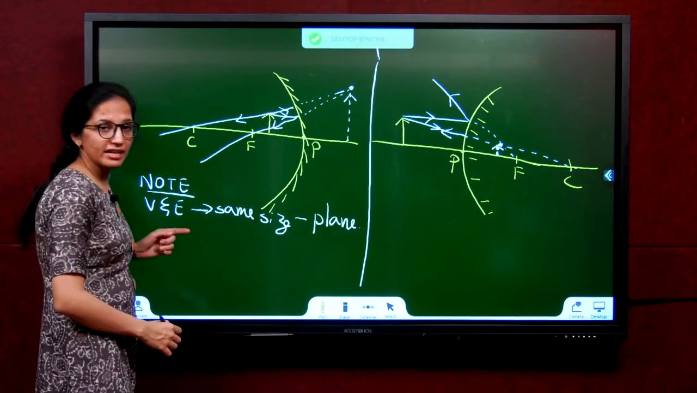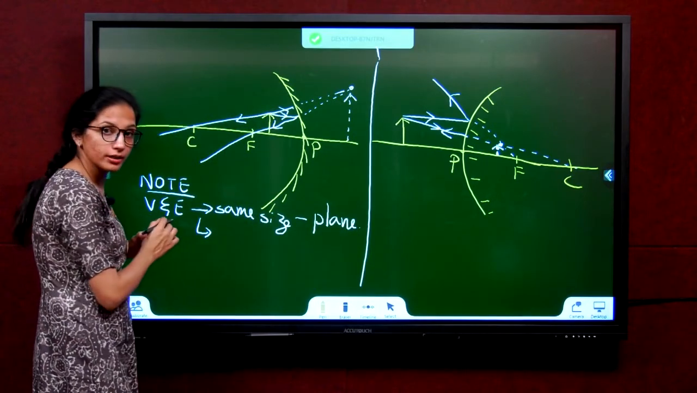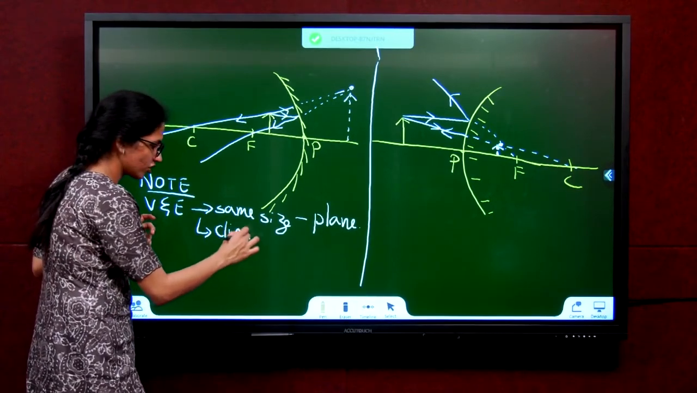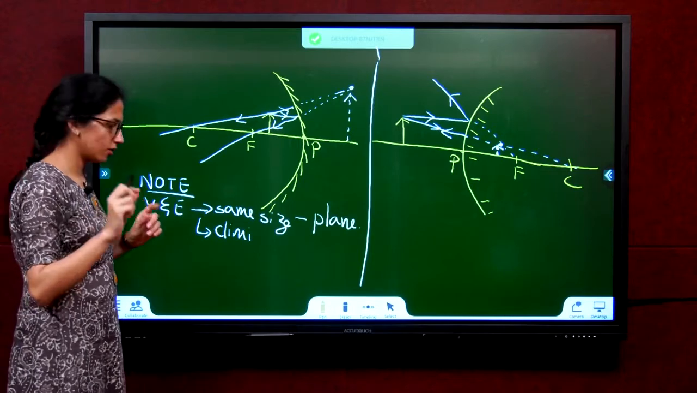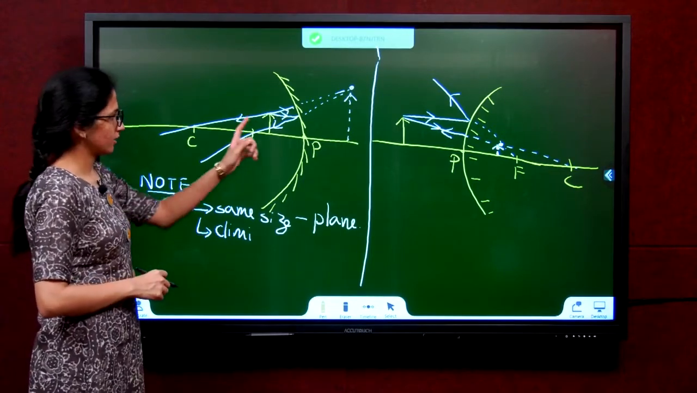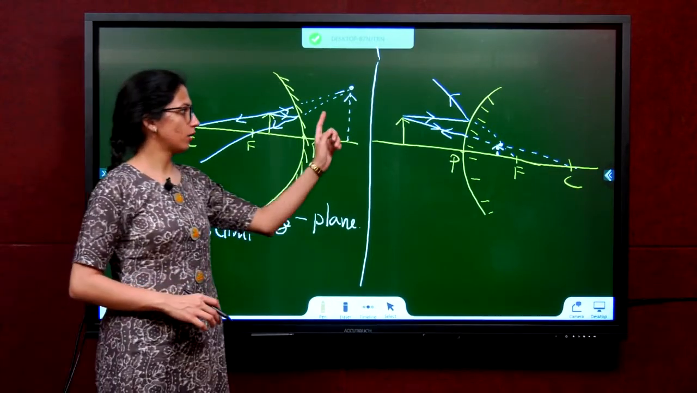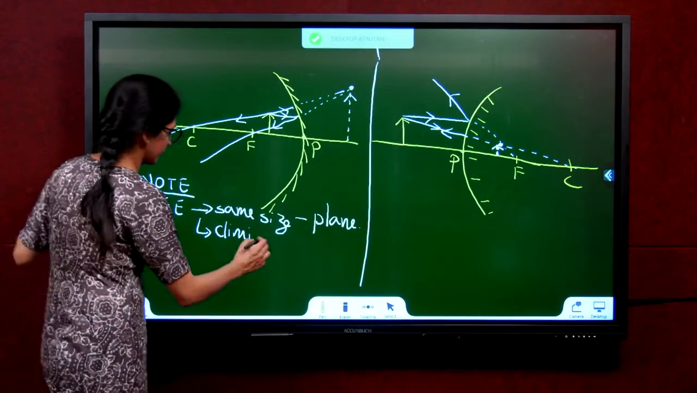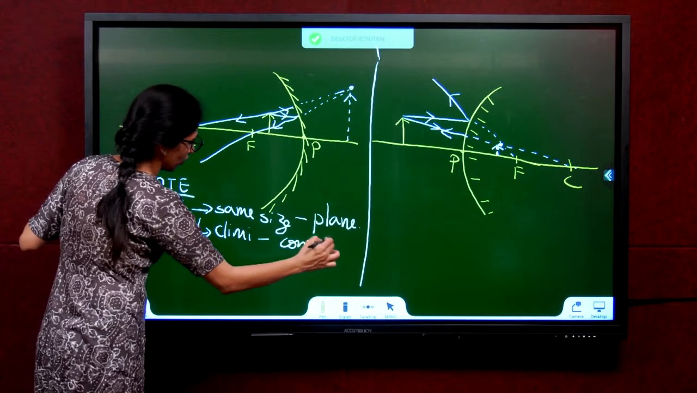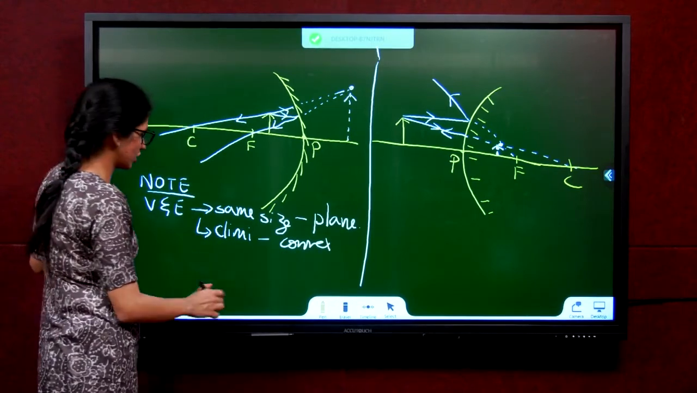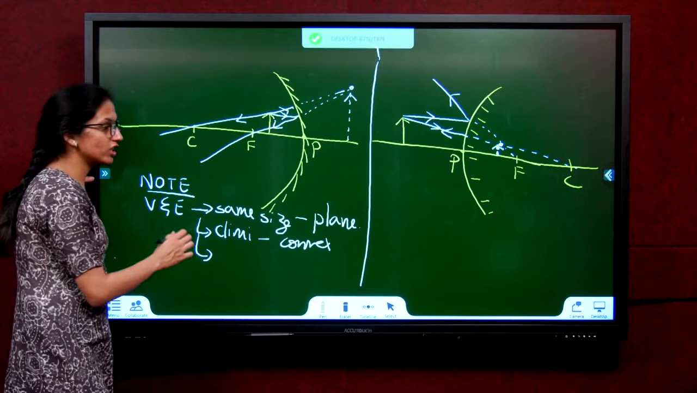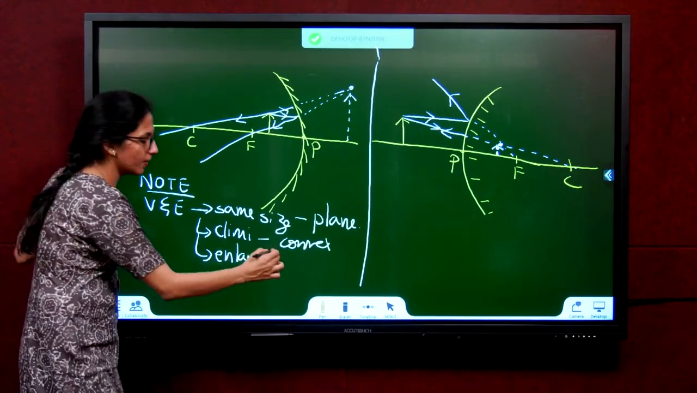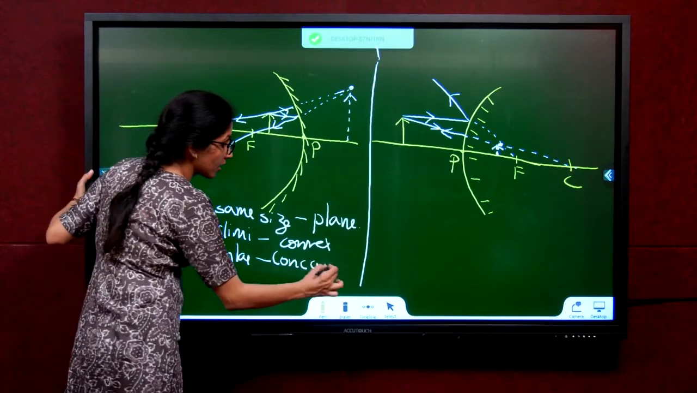I want virtual and erect image, but I want diminished. It should be virtual and erect, but it should be small. Which one will you use? Plane you can't use. Now you can use this or this. Which one will you use? Convex mirror. Convex mirror always gives virtual and erect and diminished image. But if you want virtual and erect and enlarged, it is only possible with concave.